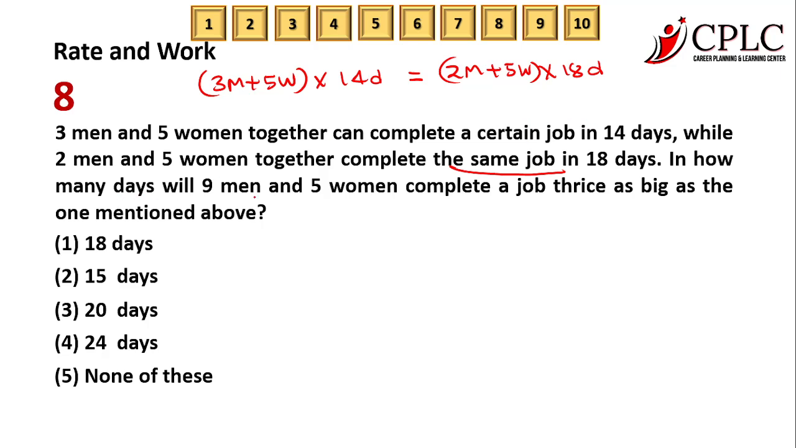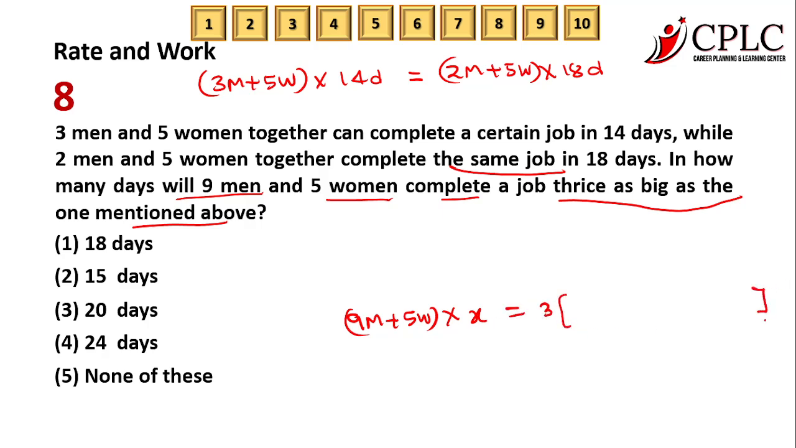In how many days will nine men and five women complete a job thrice as big as the one mentioned above? So nine men and five women can complete the same job in how many days? X days. But that job is three times as big as the one mentioned above. Now it can be any one of these numbers and both will give you the answer. But the problem here is we have two variables.